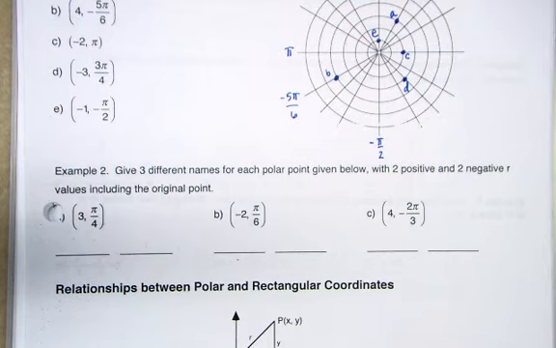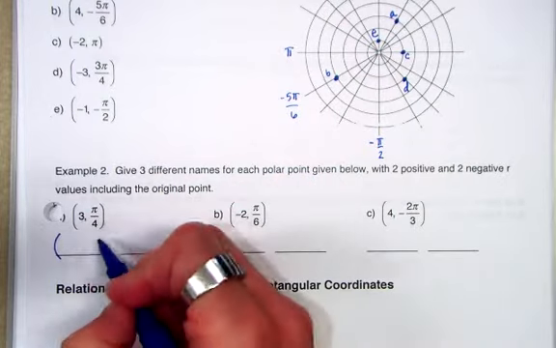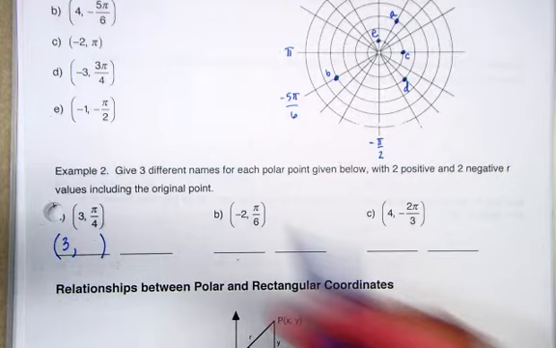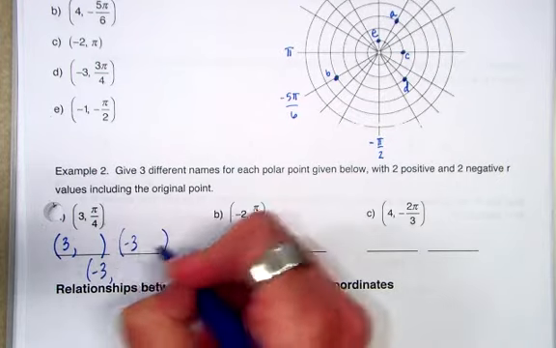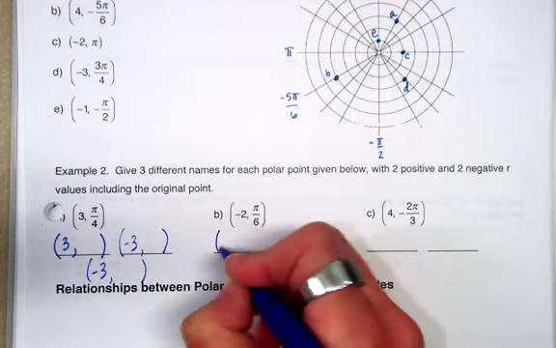Okay, give 3 different names for each point. 2 positive and 2 negative r values, including the original. So I want 3 here. Basically the original is positive r, so I'll have one other positive r, and then the other one will be a negative r, and then the last one will also be a negative r. So here I have a negative 2, I'll have 2 negatives, and I'll have a positive, and I'll have 2 positives, and a negative.